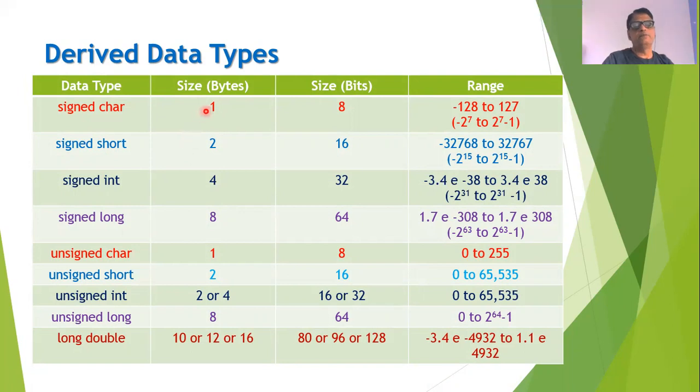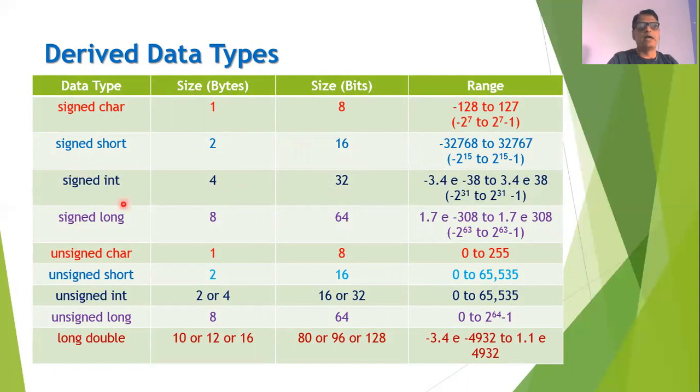In signed data types, we have signed character. You will find that the size will remain the same as that of the basic data type, that is 1 byte or 8 bits. And the range will also remain the same. In case of signed short, again, the size remains the same, that is 2 bytes, isn't it? And the size in bits will be 16 bits, and therefore the range will also remain the same.